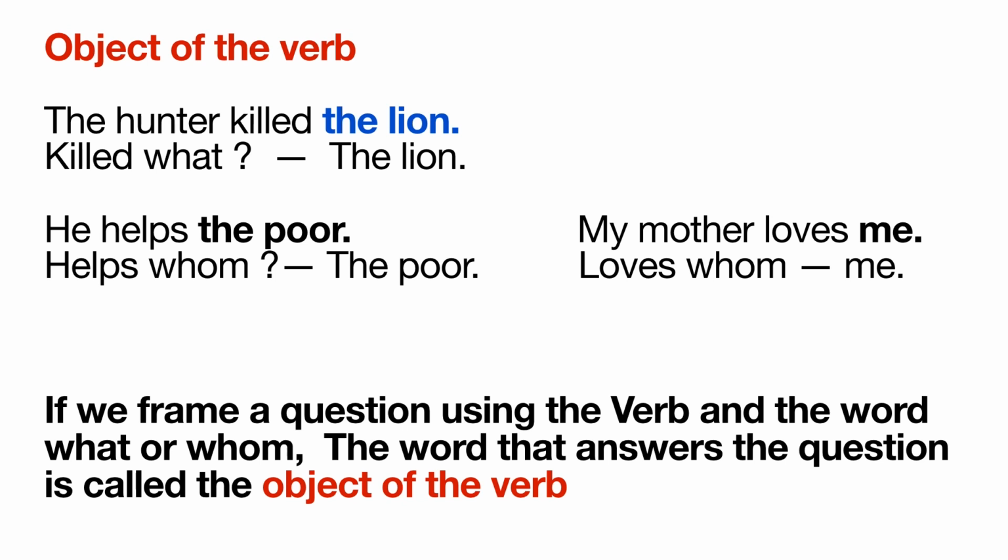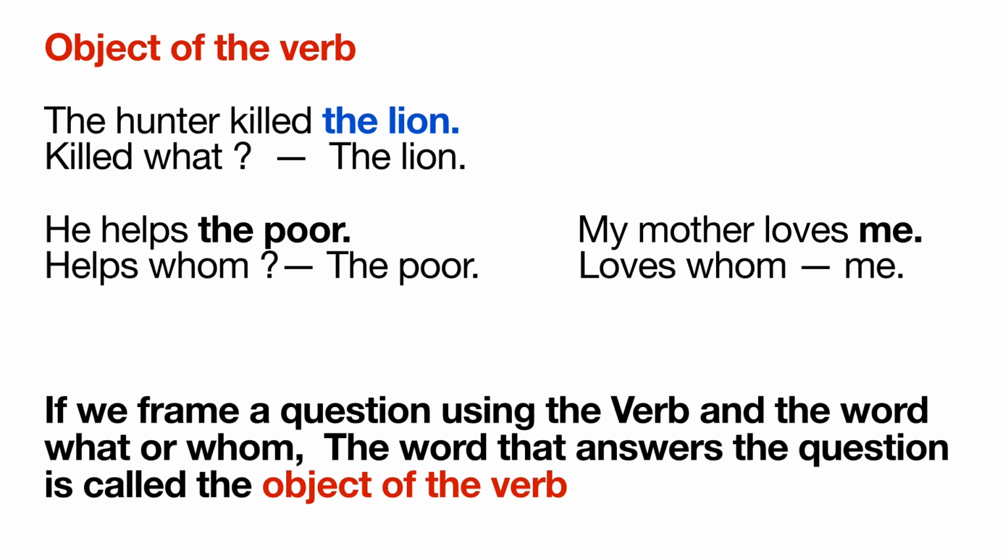The poor. The poor is the answer and the poor is the object of the verb. My mother loves me. Loves whom? Me. Me is the answer. So me is the object of the verb. So all these are transitive verbs: killed, helps, and loves.